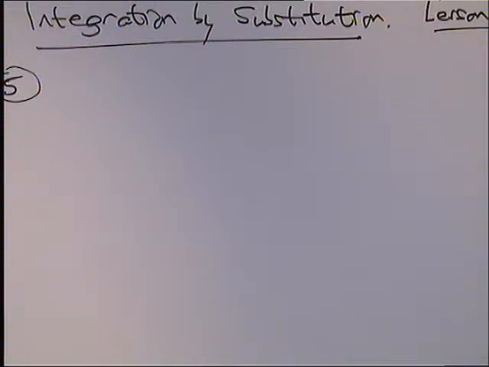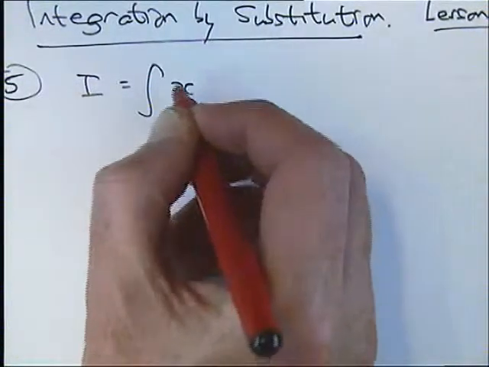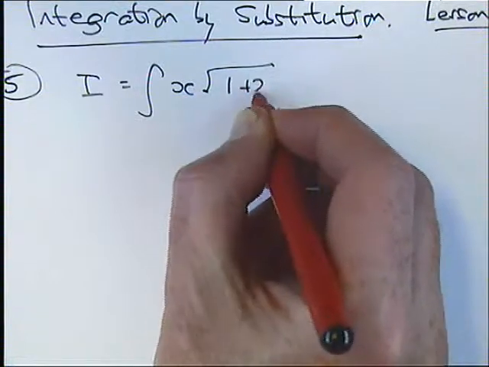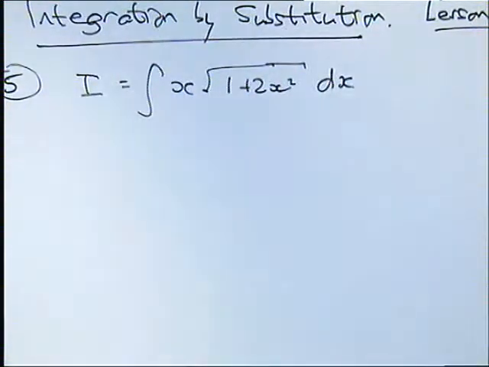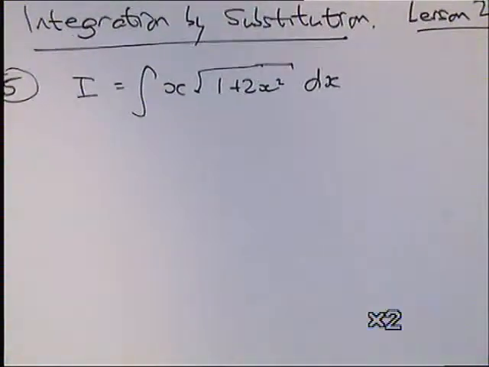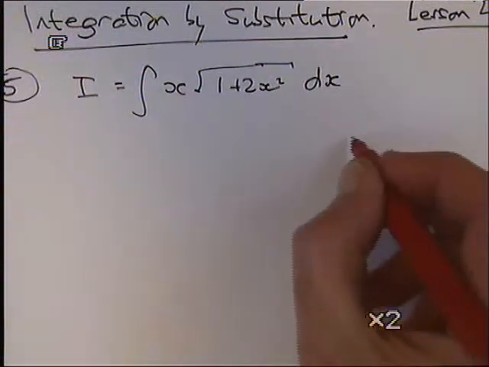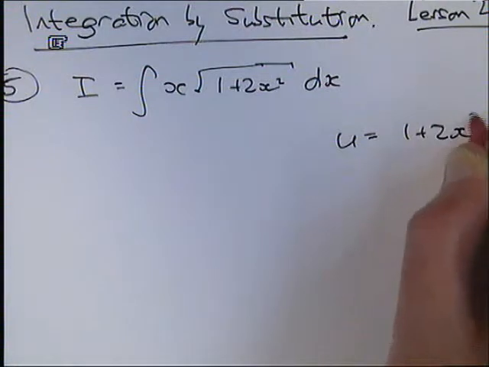Here goes. The next example is we are going to integrate x multiplied by the square root of 1 plus 2x squared with respect to x. I'll see if I can just sort this focusing out a minute. And we are told that u is going to be 1 plus 2x squared.